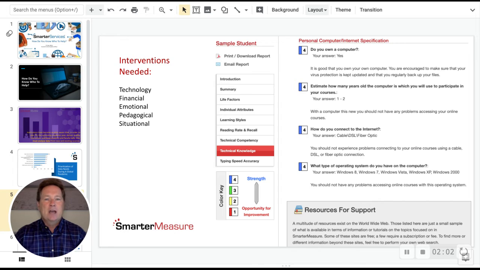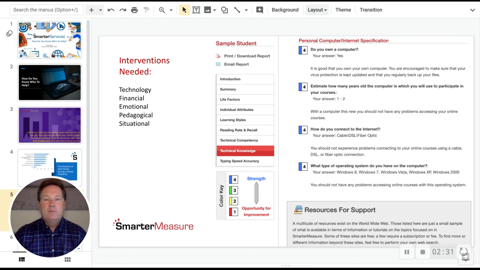When it comes to technology, what you're seeing here on the screen is that in our technology section, we ask students to report, do you own a computer? If so, how old is that computer? What operating system is it running? How do you connect to the internet? What type of operating systems are you using? All of these things are key data points that can quickly inform a school about which students are on the disadvantaged side of the digital divide.